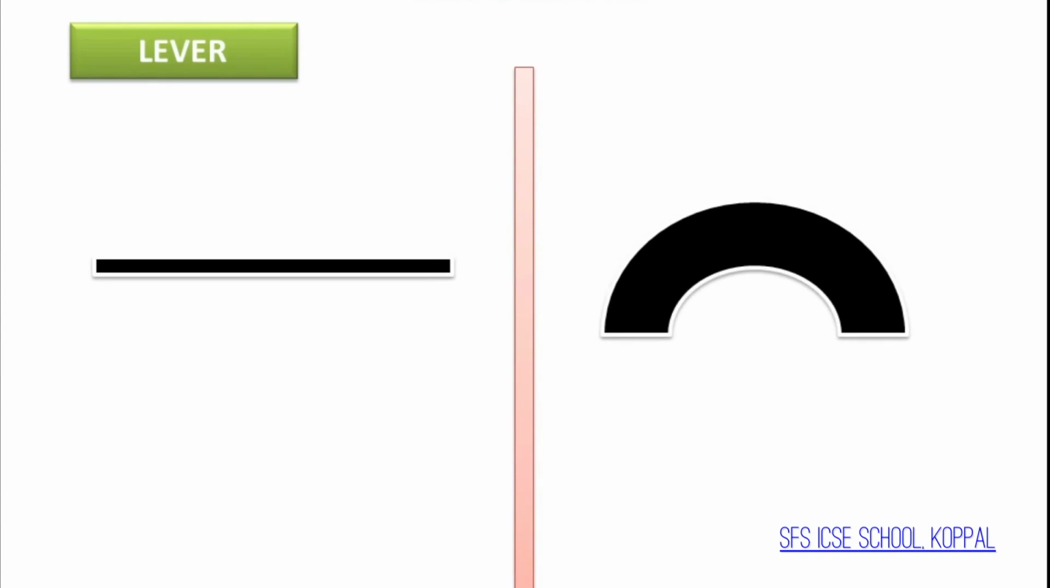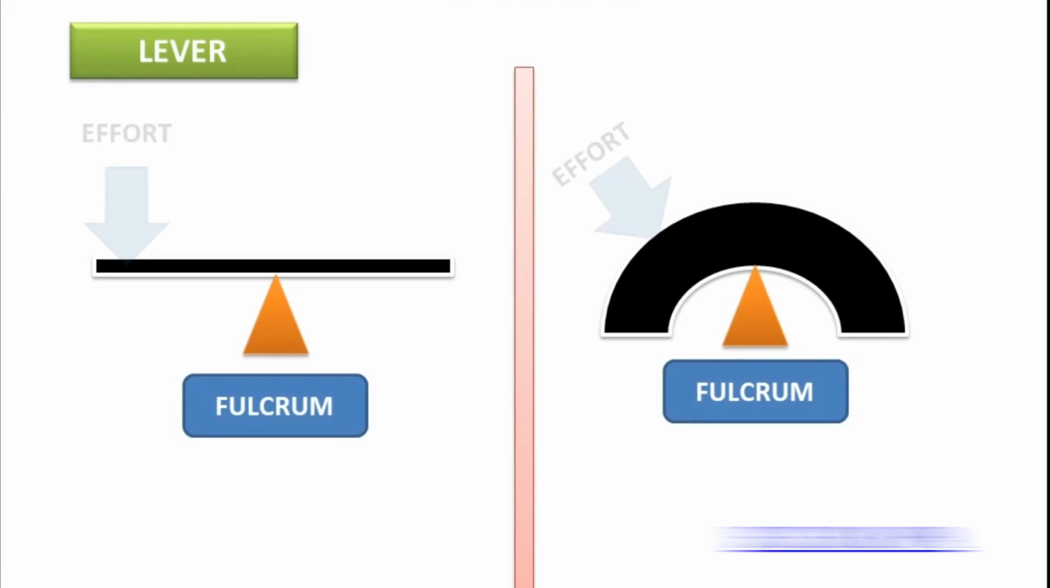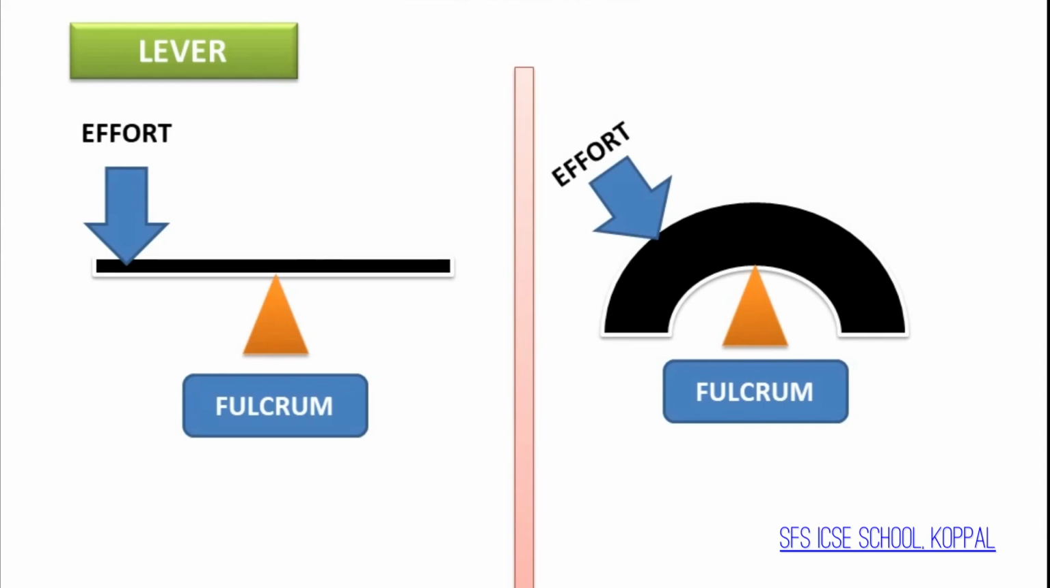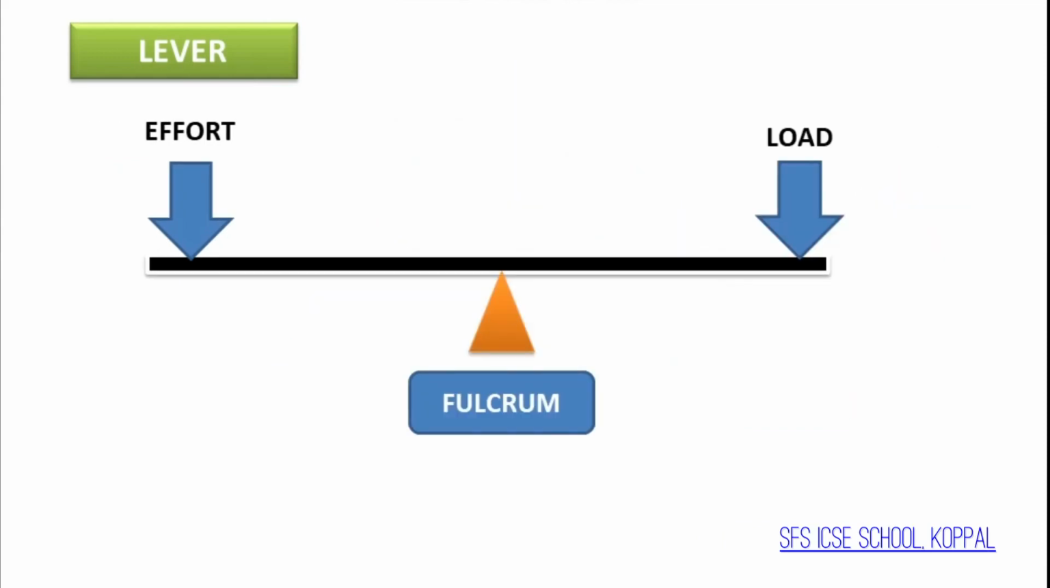Lever is a straight or bent bar. It has a fixed point where that lever is capable of turning. That point is called as fulcrum. At one end of the fulcrum, effort is applied, and at other end, load is kept. Distance between fulcrum and effort is called as effort arm, and distance between fulcrum and load is called as load arm.